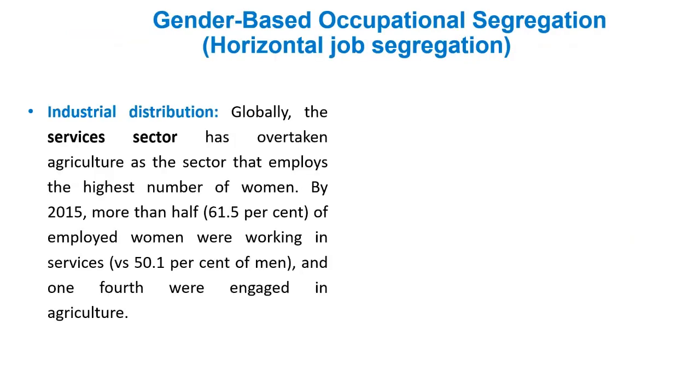Let's dig deeper. Talking about horizontal segregation, we have differences in the industrial distribution. That means that globally, women are concentrated in the service sector, employing more women compared to agriculture or industry. For example, in 2015, more than half of employed women were in the service sector, compared to just one fourth that were engaged in agriculture, while men are mostly concentrated in the industry sector.